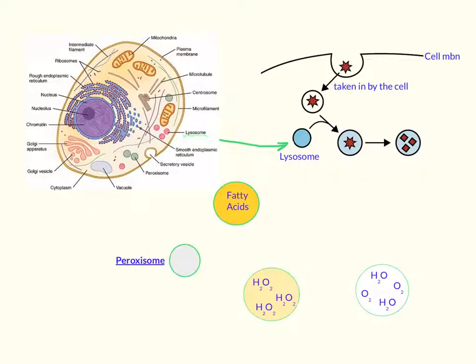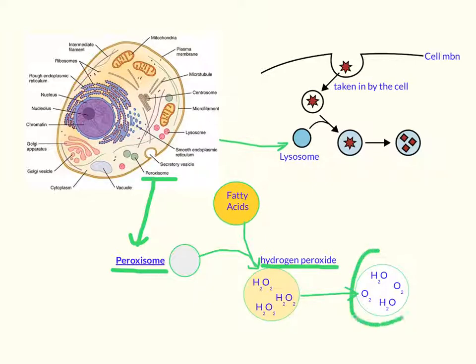Another product of the endomembrane system is the peroxisome. Their major function is the breakdown of fatty acid chains. Hydrogen peroxide is a waste product produced when you break down the fatty acid chains from triglycerides. Hydrogen peroxide is very harmful to a cell, so it's immediately broken down into water and oxygen.